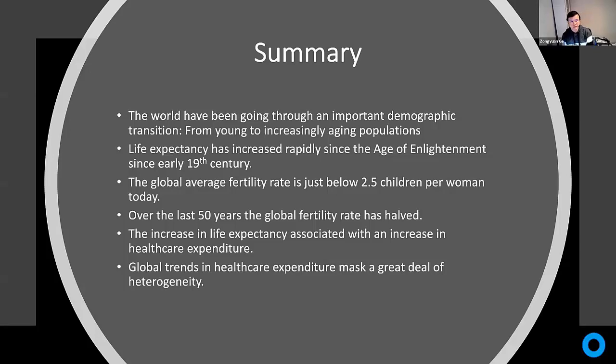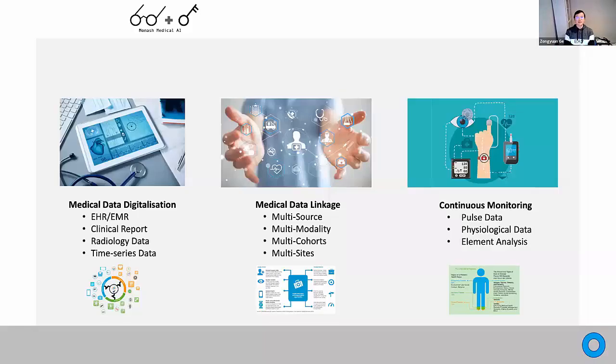So a quick summary would be: the world has been going through an important demographic transition from young to increasingly aging populations, and life expectancy has increased rapidly since the Age of Enlightenment, since the early 19th century. The global average fertility rate is just below 2.5 children per woman today. Over the last 50 years, the global fertility rate has halved, and you may imagine this number is going to keep going down in the next 20, 30 years. And the last point is that the global trends in healthcare expenditure mask a great deal of heterogeneity, right?